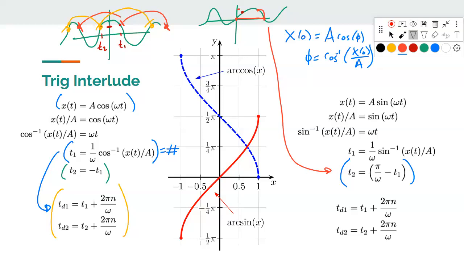So for example, in this image up here, looking back up on the top left, if I asked you for the third time that the mass on a spring passed through this point of interest, it would be this one, right? Which, confusingly, is T1 plus 2 pi over omega. However, if I asked you for the second time, it would be this one. Remember, our T2 is actually negative, so that's not a physical solution, but that second time that we pass through this point would be T2 plus 2 pi over omega.